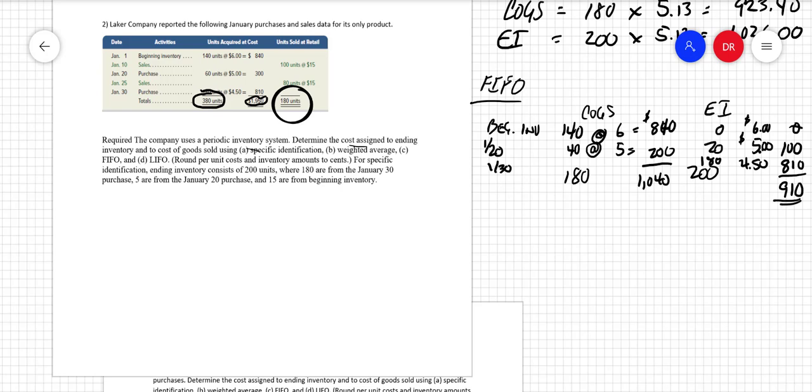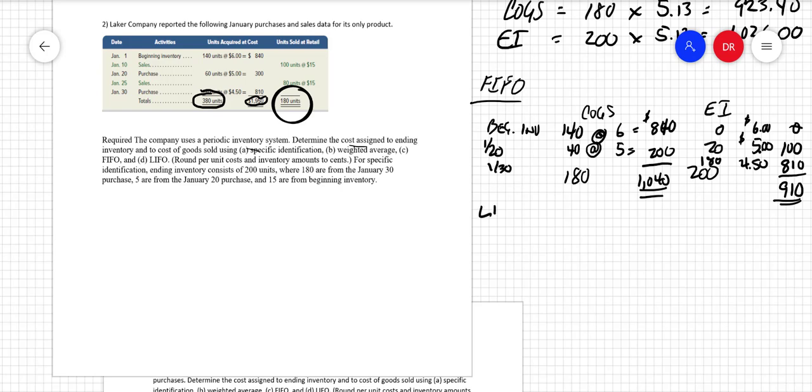So what this illustrates is, with a FIFO method, first in, first out, first items purchased are considered the first items that go into cost of goods sold. So beginning inventory in January 20th, all of beginning inventory and most of January 20th will go into cost of goods sold. The balance, the items purchased last, will go into ending inventory.